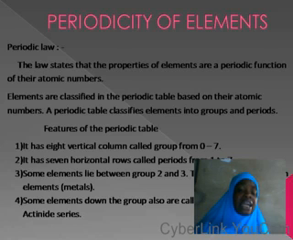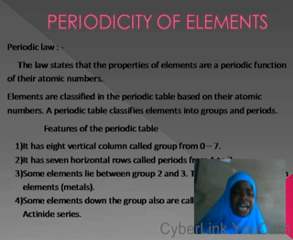The periodic law was proposed by a scientist called Moseley, in which he arranged the elements in the periodic table according to their atomic number. The periodic law states that the properties of elements are a periodic function of their atomic number.